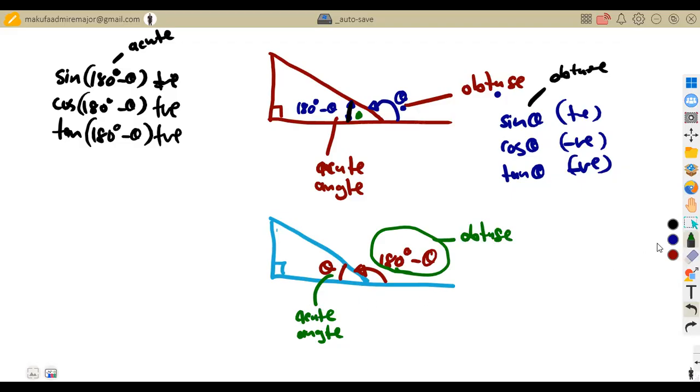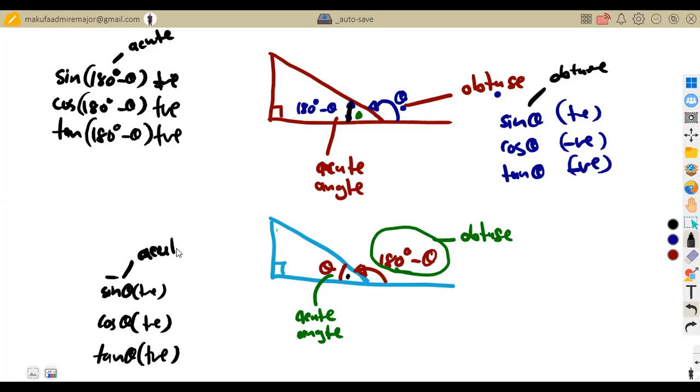So meaning to say, this time it's not going to be sine theta positive, cos theta negative. It's going to change because theta is now an acute angle. So sine theta is going to be positive. Our cos theta is also going to be positive. Our tan theta is also going to be positive. Why? We are referring to acute angles in this case. All acute angles are positive. So this one is going to be positive, its ratio for cos, its ratio for tan.